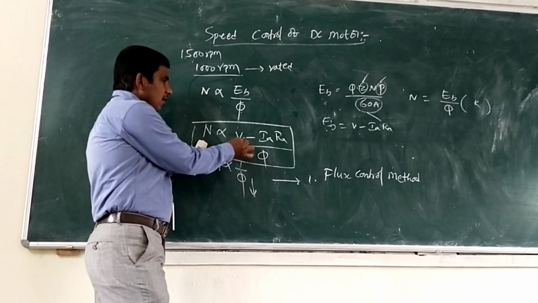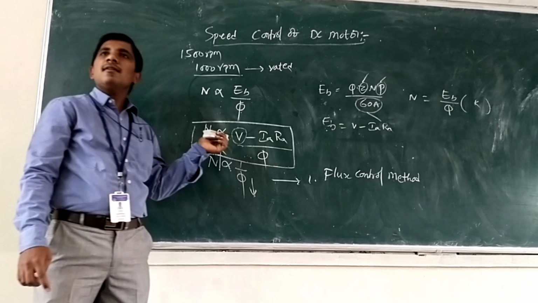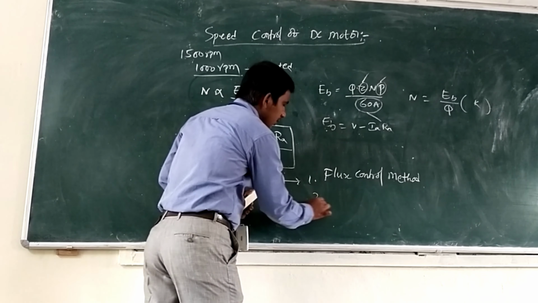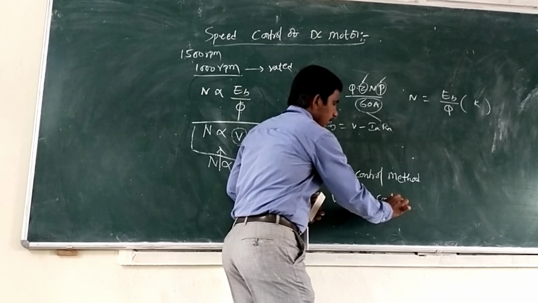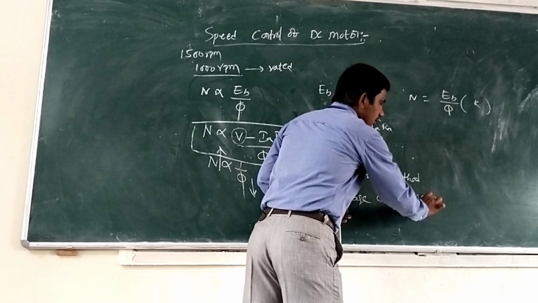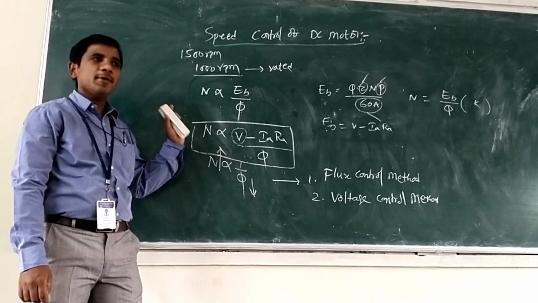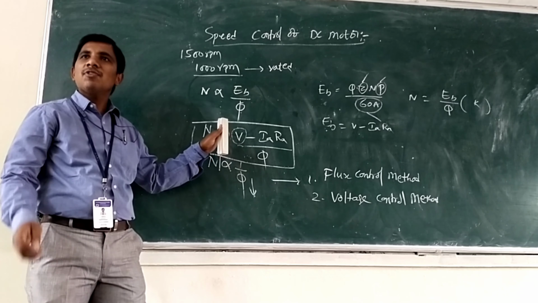In this equation, another term is there, the voltage V. By varying the voltage also we can increase or reduce the speed. That is another method, the voltage control method. The second method of controlling the speed of a DC motor is voltage control, because V is the supply voltage for the DC motor.